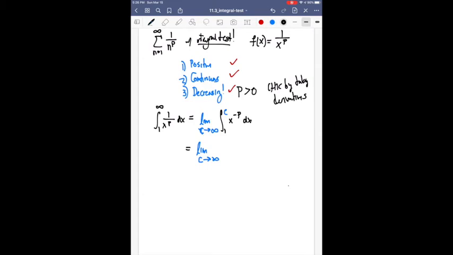So the antiderivative, again, will take x to that power, bump up that power plus 1, while we also divide by that power plus 1. And again, we can now evaluate this at 1 and c. So let's plug in these bounds and see what happens. So this is the limit as c goes to infinity of negative 1 over p plus 1 times the quantity now of c to the 1 minus p power minus 1 to the 1 minus p power.